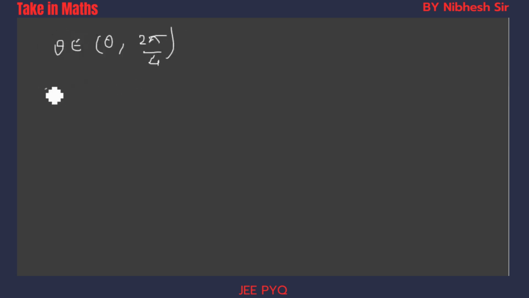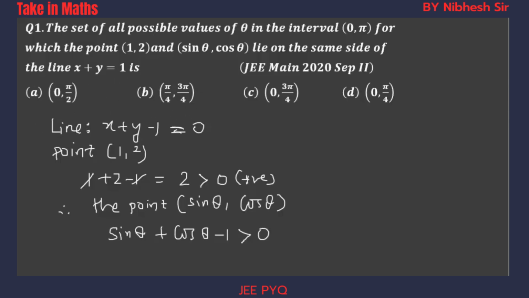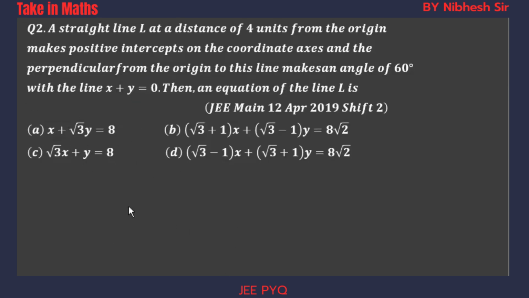So we get here theta belongs to 0 comma pi by 2. If you see the options, the correct option is option A. Okay, let us continue with the next question.